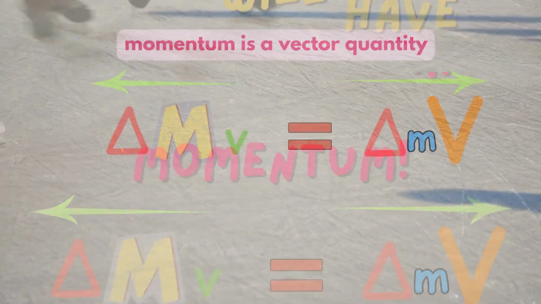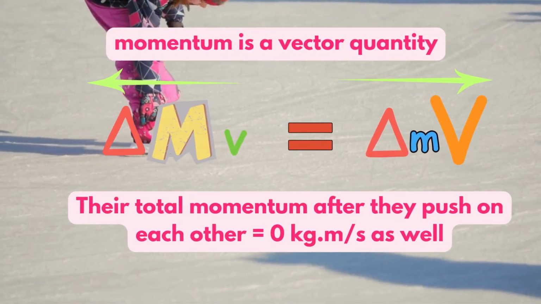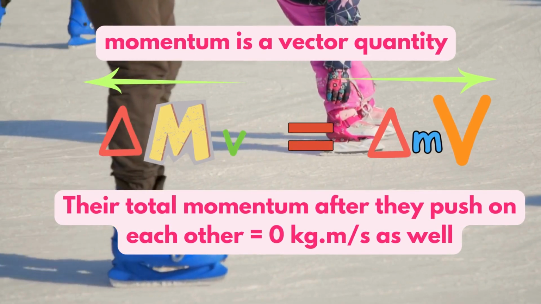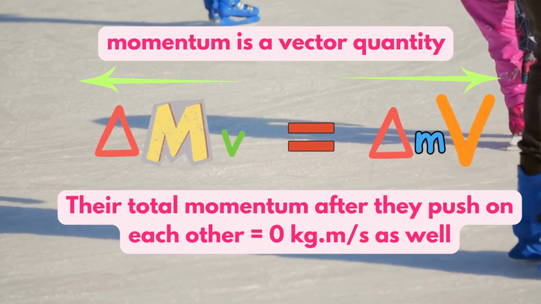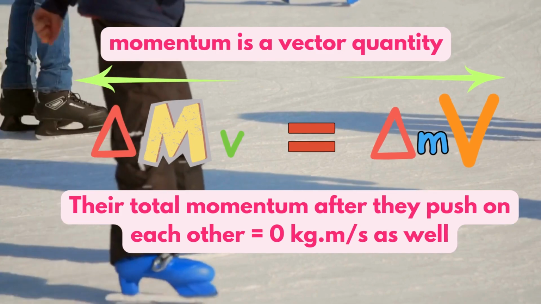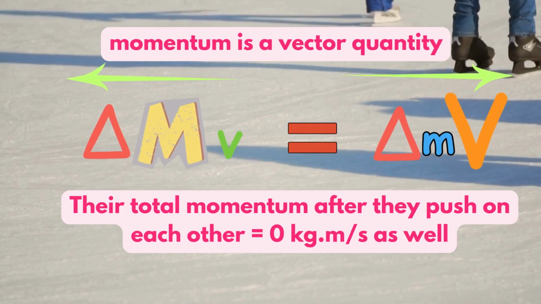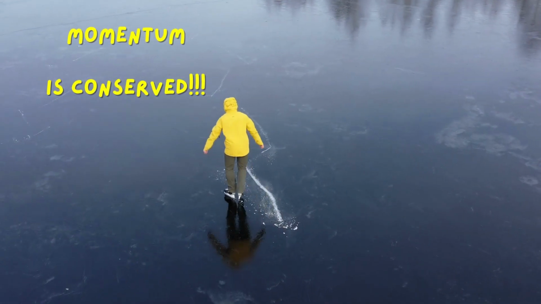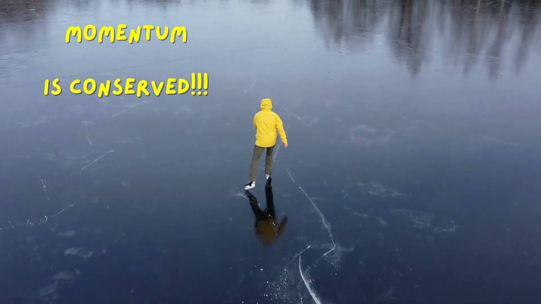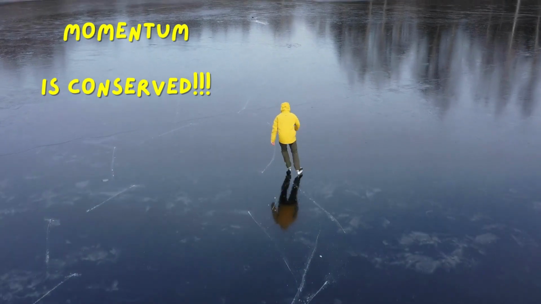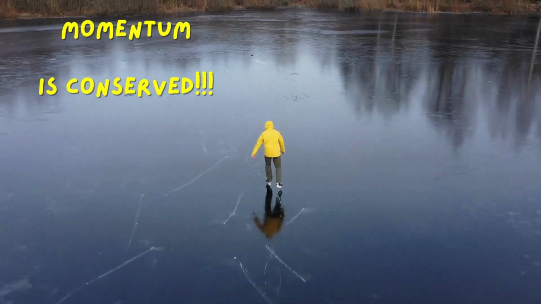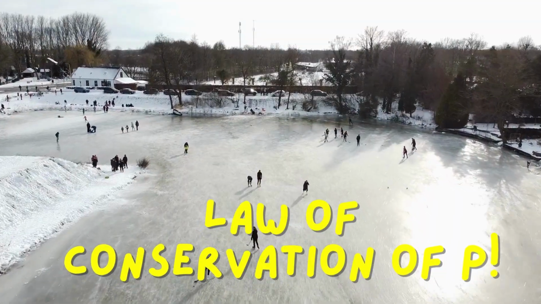Since momentum is a vector quantity, their equal and opposite momentum cancel each other out. In other words, their total momentum after they push on each other equals 0 kilogram meter per second as well. This shows that momentum is conserved. It is like a magic role. As long as nothing else interferes, the total momentum before and after the push stays the same.